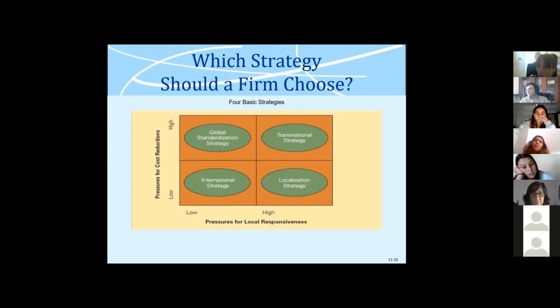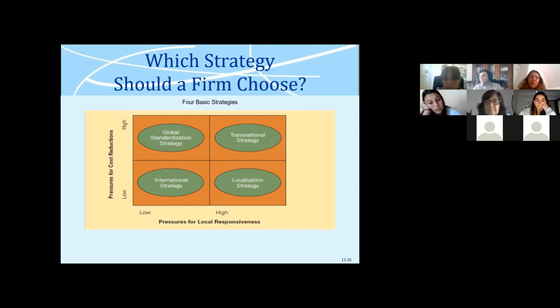The fourth strategy is... Sorry, one question. The transnational strategy is like adapting the product to the customers? No, that is localization. In the localization strategy, you customize a specific product, so you build a specific product according to the tastes and preferences of a specific customer. Okay, thank you, sorry.